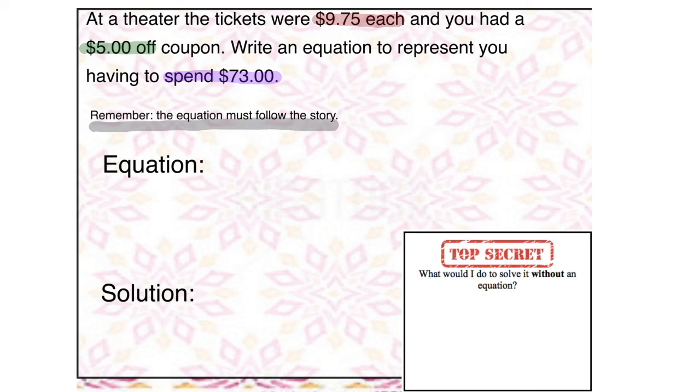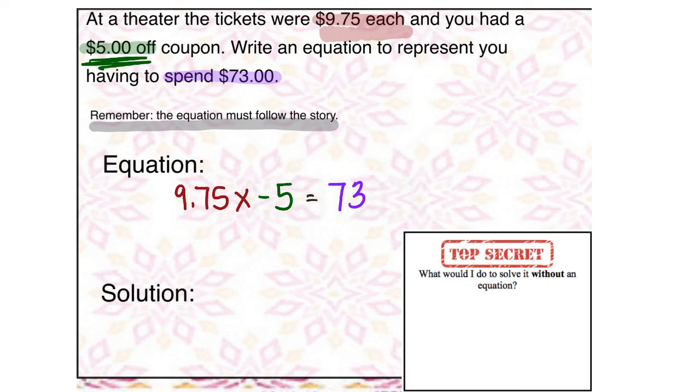So what we're going to do is we're going to start at the beginning. It says you're at the theater, tickets were $9.75 each. So that's $9.75 per ticket. Now you had a $5 off coupon. So when you have it off, you're going to subtract your $5. What that equals is the total that you spent. And you spent 73. So that tells the story in an equation.